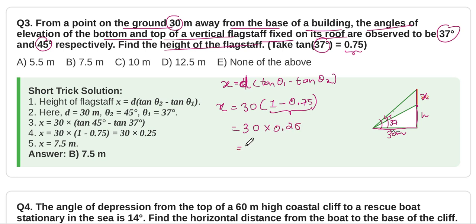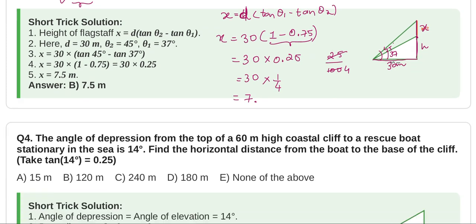So 0.25 is nothing but 1 by 4. If you remove the decimal, it will be 25 upon 100. So 25 4s are 100, so 1 by 4. So we can divide this 30 upon 4. Okay, 4 7s are 28, so we will get 7 point something. No need to solve the full thing. In only one option we have 7 point something, which is option number B. Or if you divide 30 upon 4, you will get exactly 7.5. Okay, so that's our answer. Move to the next question.